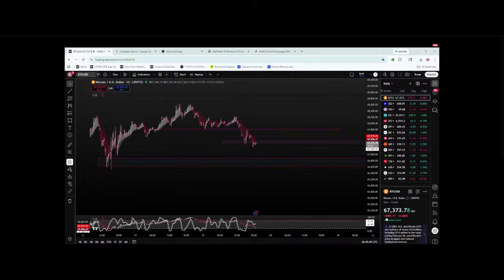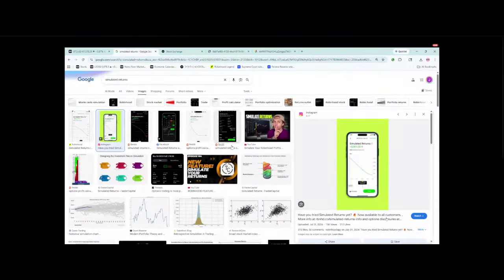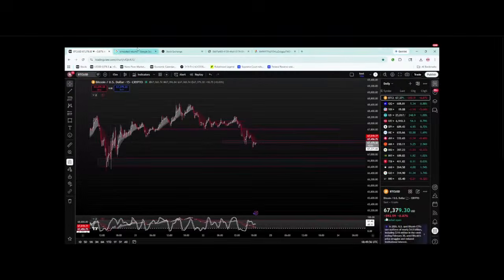If you guys aren't using simulated returns, start using that, and that's how you'll find your limit fills and your stop limits. That's how I find them so quick. That's how I know when I should fill, what price I should fill at. Combine that with this, and you're good.